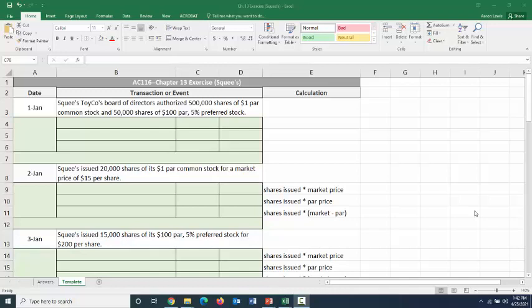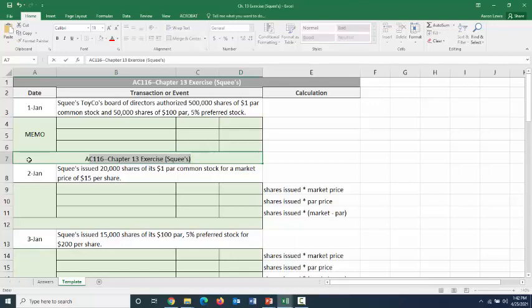You can, however, add a memo into your ledger, and to do so, you simply write memo in the date section, and in the description at the bottom, write in the number of shares that are being authorized and the type of stock that you have. So here we can say that we authorized 500,000 shares of common stock and 50,000 shares of preferred stock.